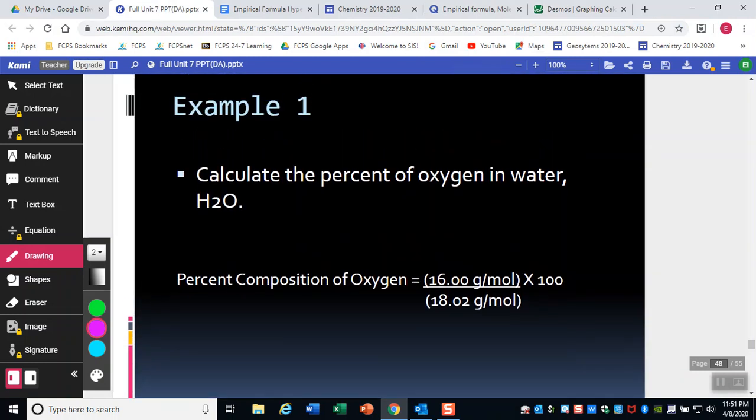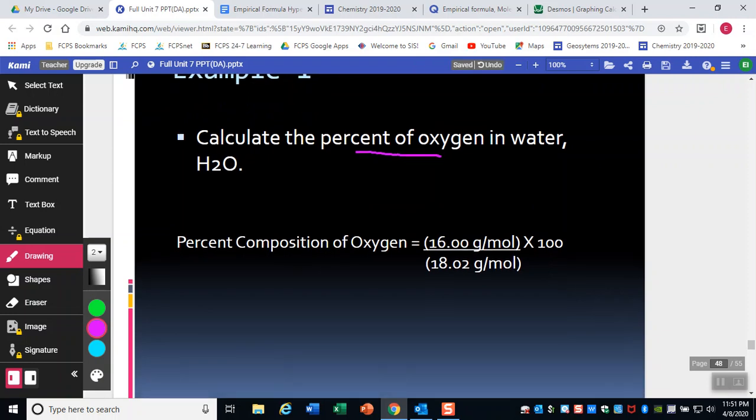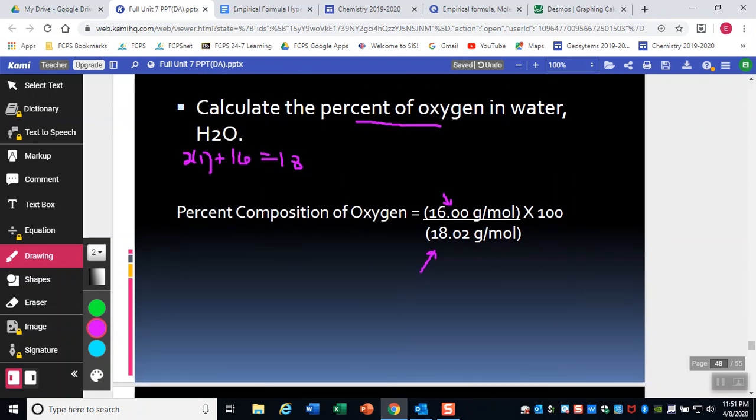All right, so here we want the percent of oxygen in water. So notice we just figure out, well, I've got 1 oxygen, so that would be 16, right? The whole mass of the water would be 18, right? Because it's 16 for the oxygen, plus you have 2 hydrogens. So it's 16, 17, 18. All right, you times that by 100, and then that gives you your answer.